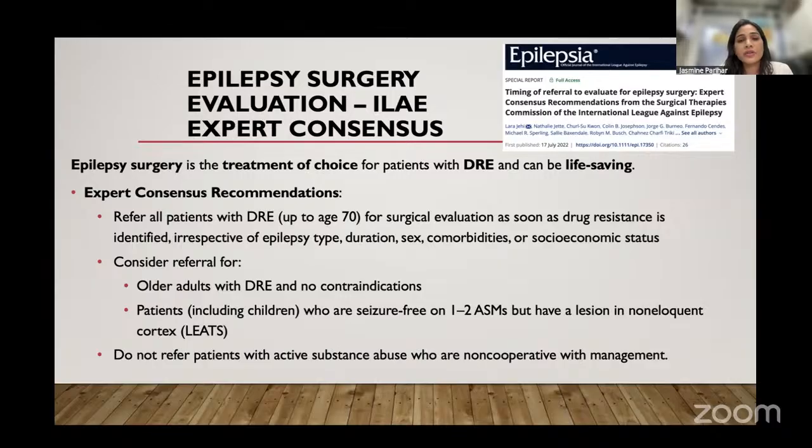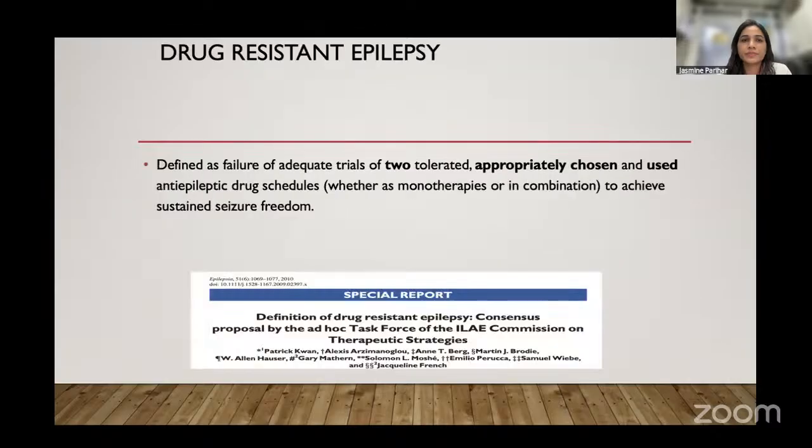For pre-surgical evaluation, even if they have not turned drug resistant. However, if the patient has active substance abuse and he is not taking his medications, like he's missing his medications every time, he's getting seizures because he's missing his medications or not taking on time, these are not the ideal candidates for referral for surgery.